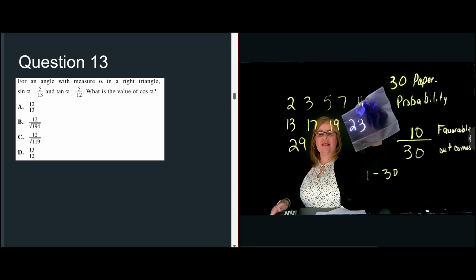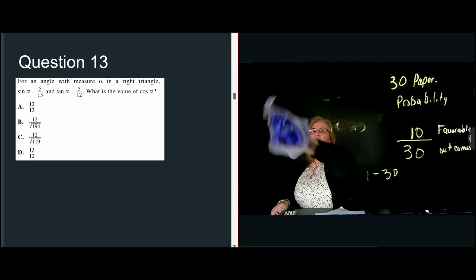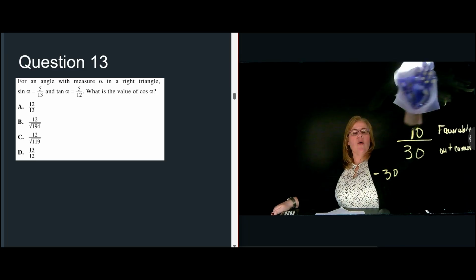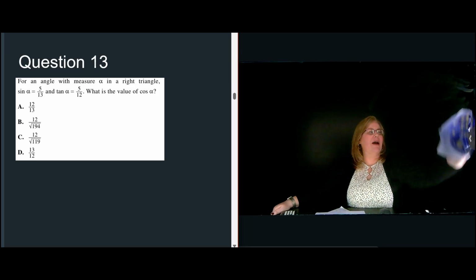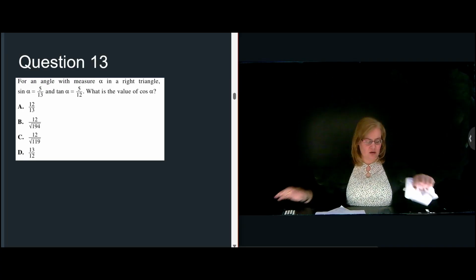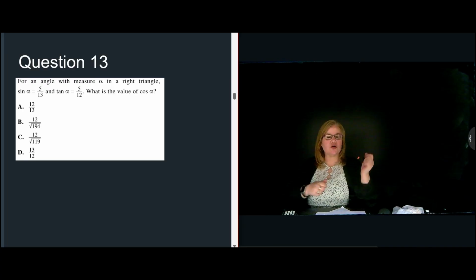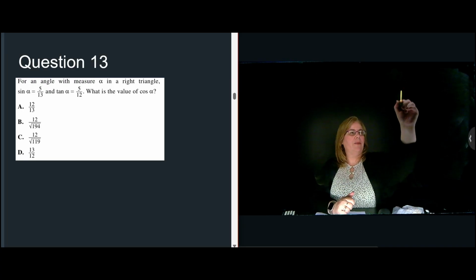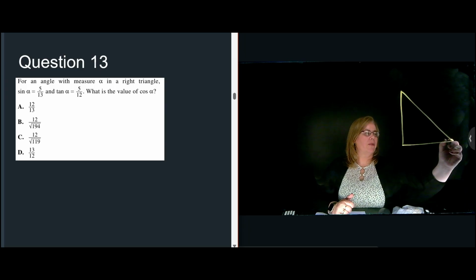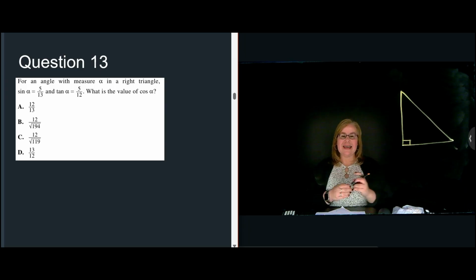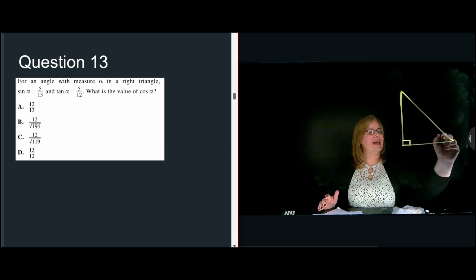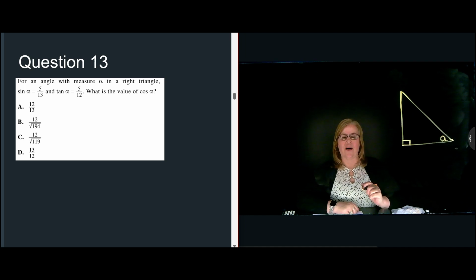Now, when we're doing this problem, we've got to remember that we're only using a right angle. So we've got to remember what we know about these right angles. We have legs and we have a hypotenuse. So I'm going to go ahead and draw my right triangle. I have this right triangle, and here indicates that it is a right triangle. So let's just go ahead and label this one as A.